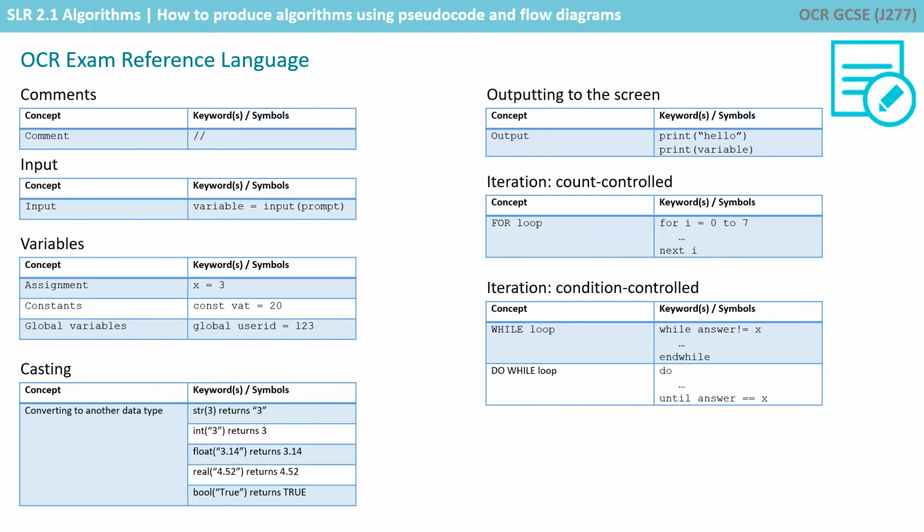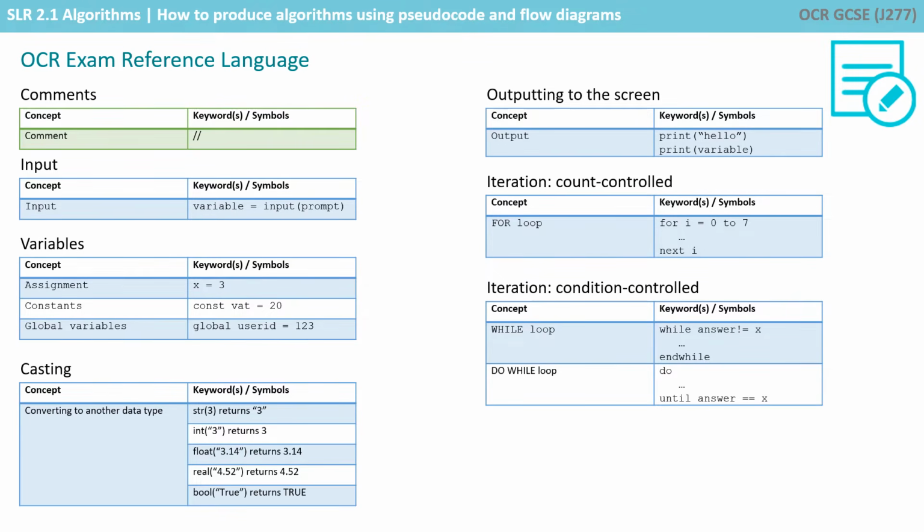You'll notice that it's not a particular programming language. However, it does look a little bit like Python. This is deliberate, as OCR are well aware that most schools are using Python to teach programming at GCSE. However, don't panic if you're learning another language. OCR have stated that if an exam question asks you to write syntactically correct code in the answer to a question, then you may write your answer in either the OCR exam reference language or a high-level programming language of your choice.